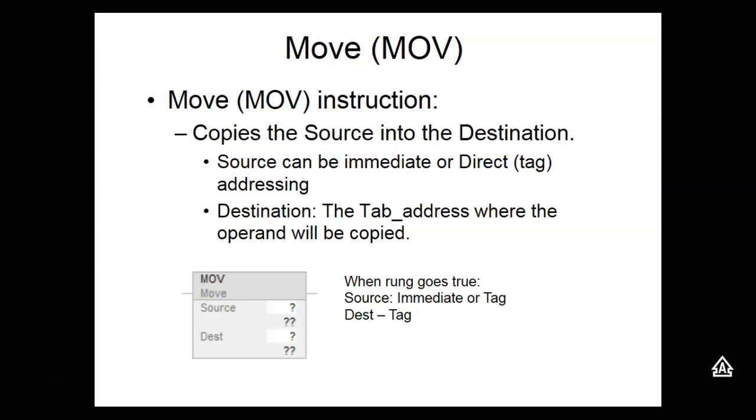Move instruction. So move instruction is source to destination. You can load this with something, by the way. It's not technically a move, it's actually a copy. Copy is the source into the destination. Source can be immediate or direct or tag address, and the destination has to be a tag address. I thought I corrected it.